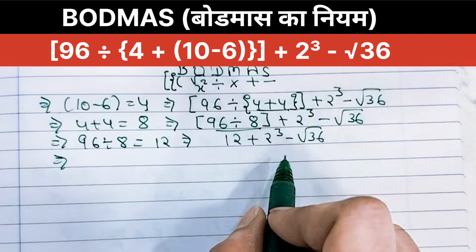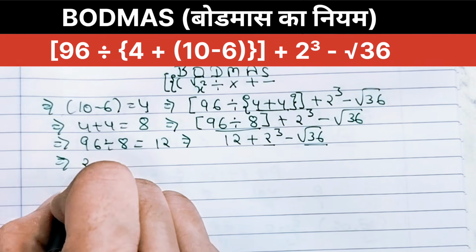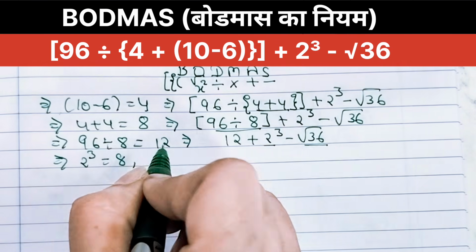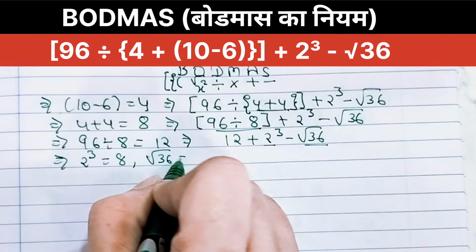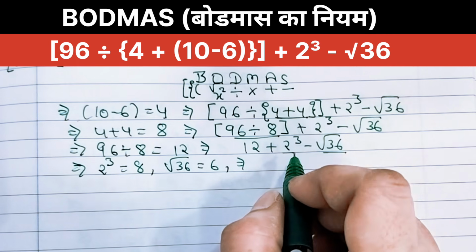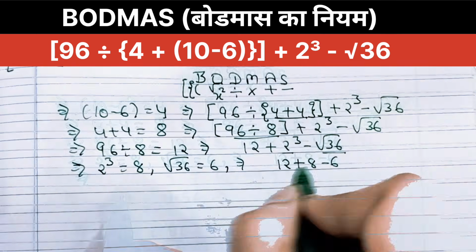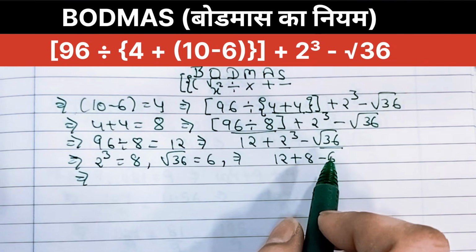Now order powers and square root: 2 cube and root 36. We must first calculate 2 power cube, that is 8, and square root of 36, that is 6. Exponents must be simplified before basic arithmetic, and now the current expression becomes 12 plus 8 minus 6.